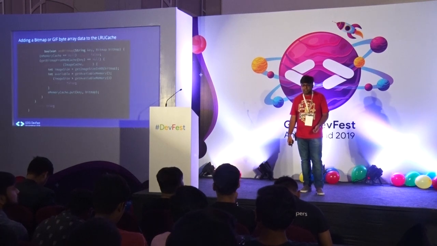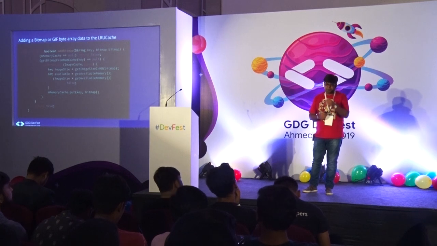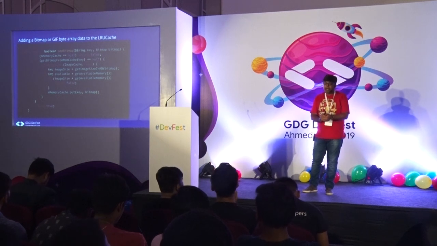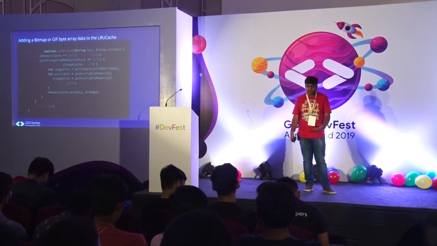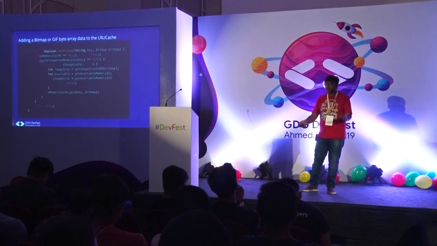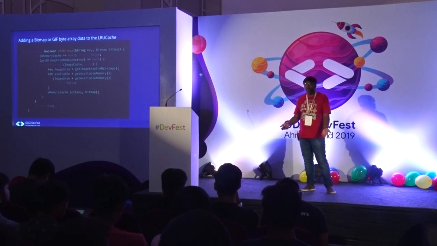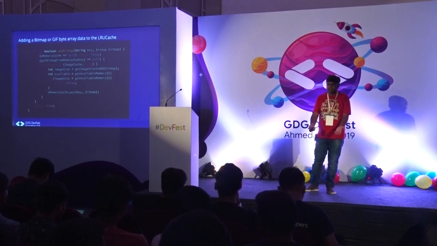Then, how do you add a bitmap or a GIF? Again, it's pretty simple. If memory cache is null, don't do anything. Then try to get it. Check if it's already there in your cache. If it's not, then check if its size is proper. Get the available memory. If your image size is greater than your available memory, you can't do anything, so don't do anything. Otherwise, just put it in your memory cache with a key.